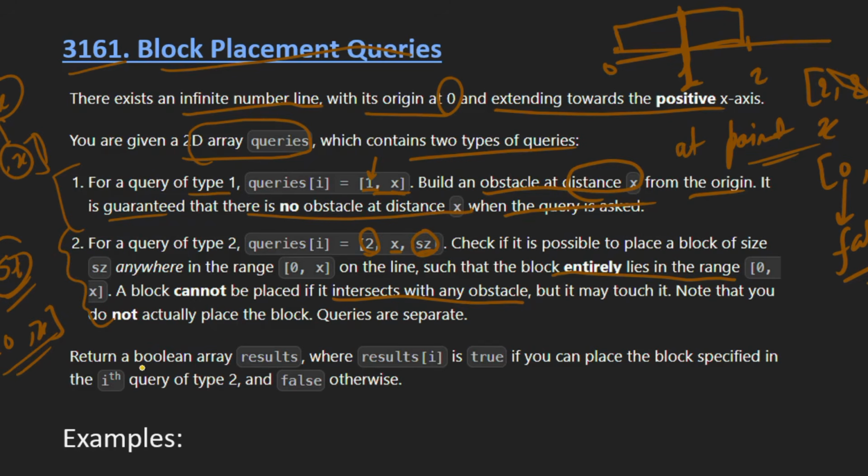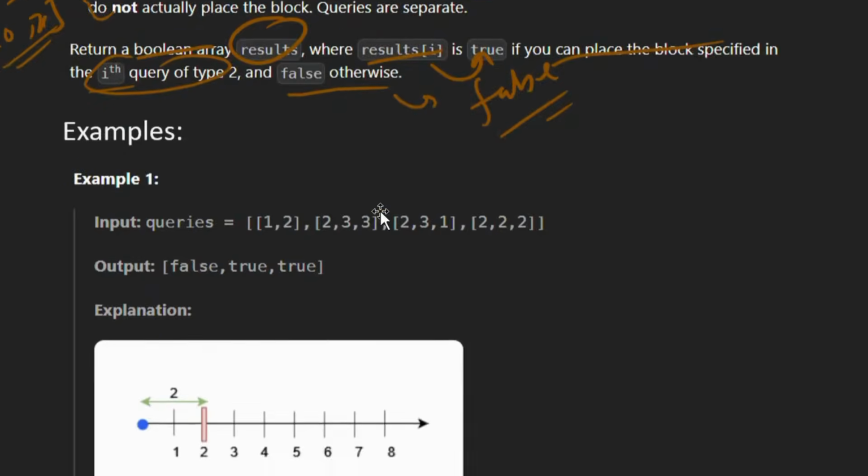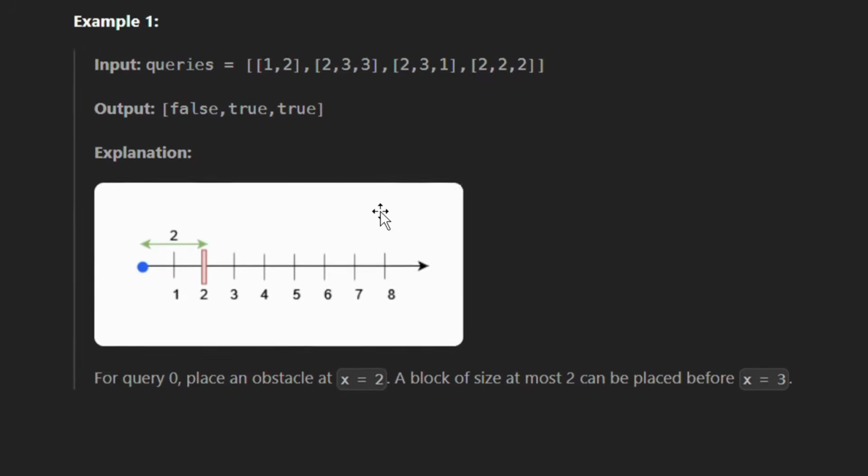Now what we need to do is return a boolean array named results, where results of i is true if we can place the block in the ith query of type 2, and if we can't put that block, then we have to return false. So this is our question statement. Let's see some examples to get the question more clearly.